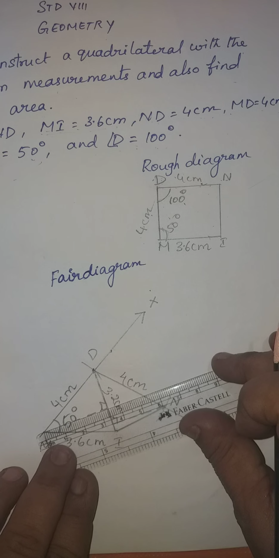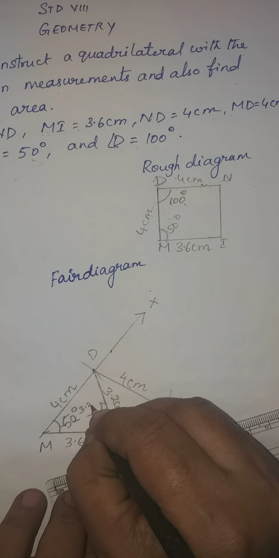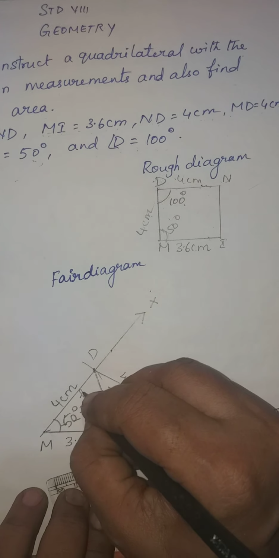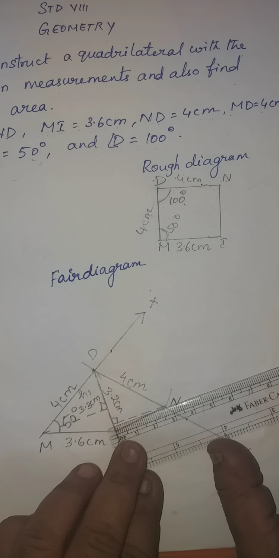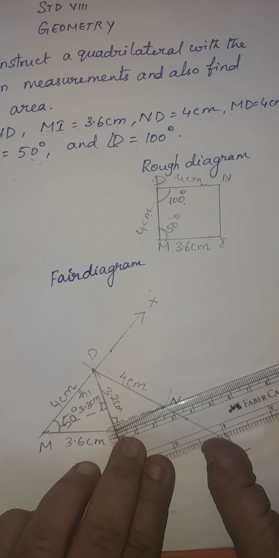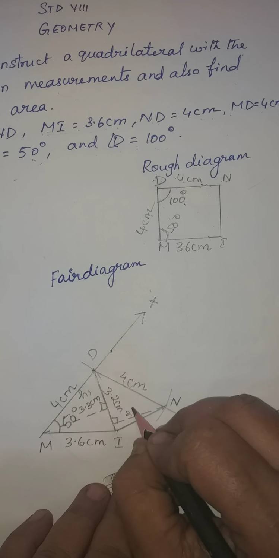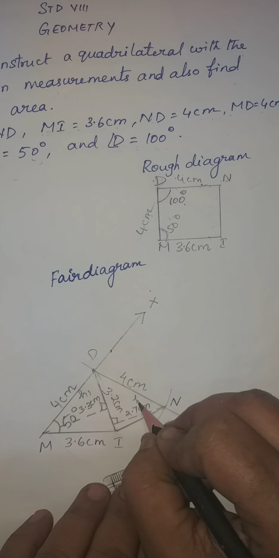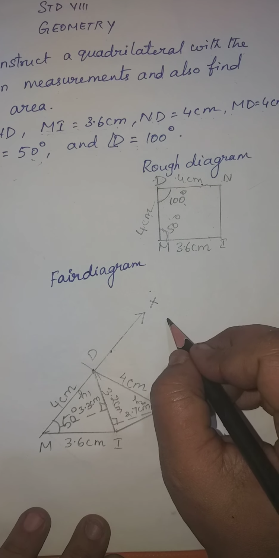Now let us measure the height. Using ruler we are going to measure the height. This is 3.3 centimeter. Let us name it as h1. Now let us measure the other height using the ruler. It is 2.7 centimeter. Name it as h2. Now let us find the area of the quadrilateral.